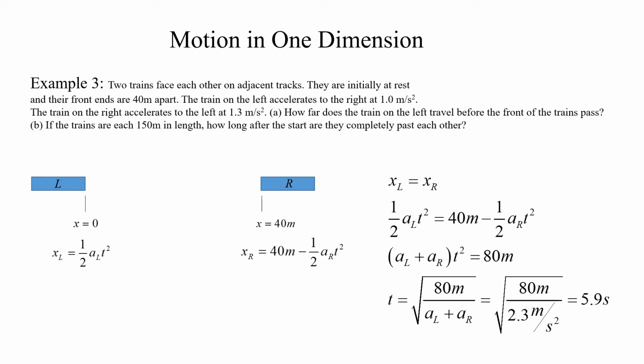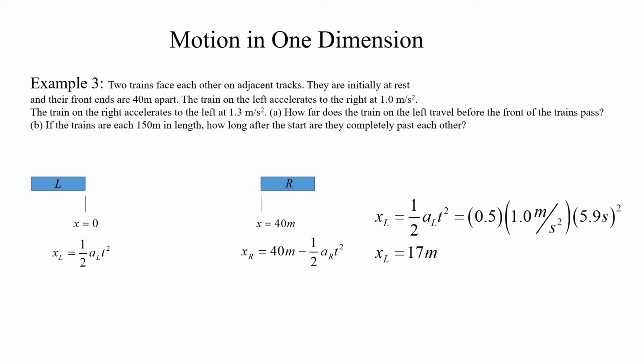And then divide both sides by a sub L plus a sub R, and then take the square root. So I've got the square root of 80 over (a sub L plus a sub R). Well, a sub L is 1.0 and a sub R is 1.3, which gives me 2.3 meters per second squared. So 80 divided by 2.3 and then square root, I get 5.9 seconds. So that's how long it takes for them to meet.